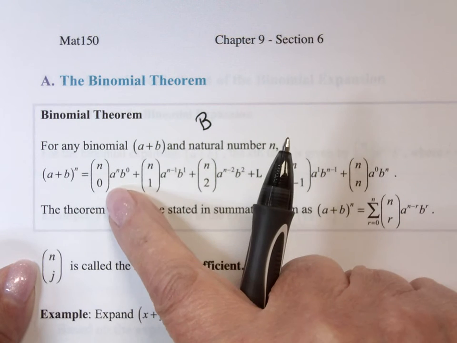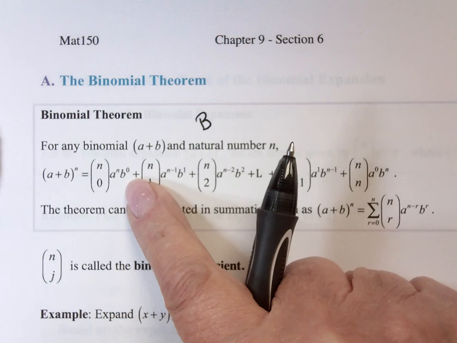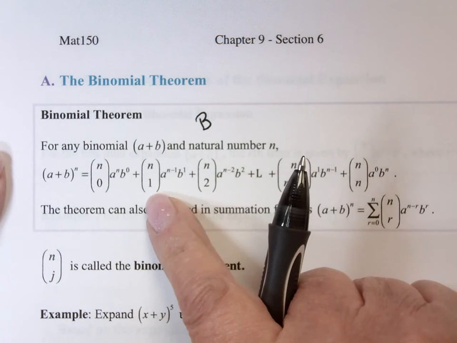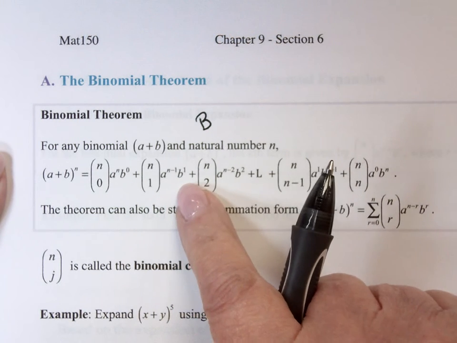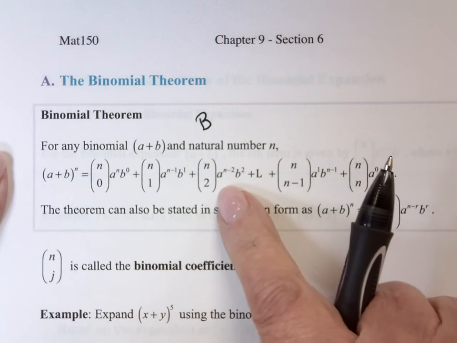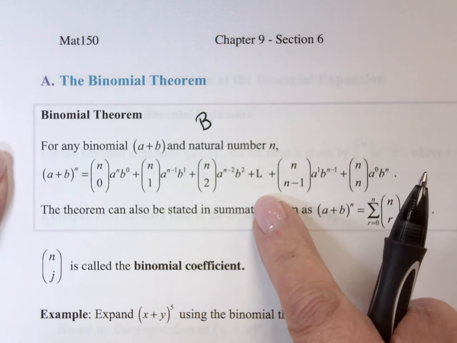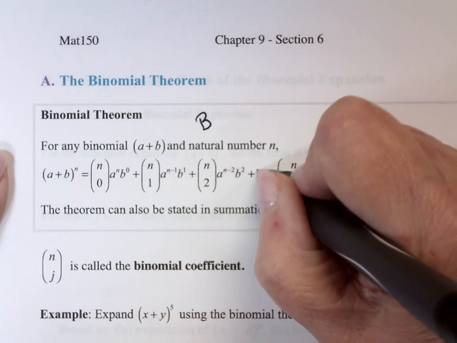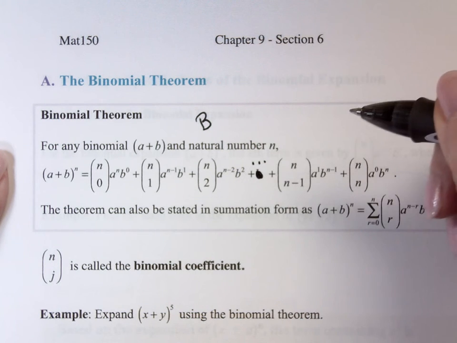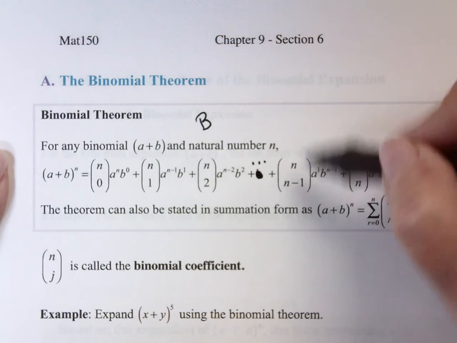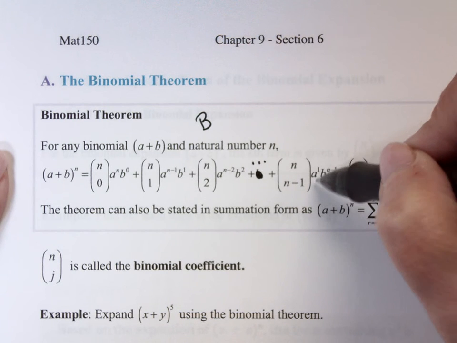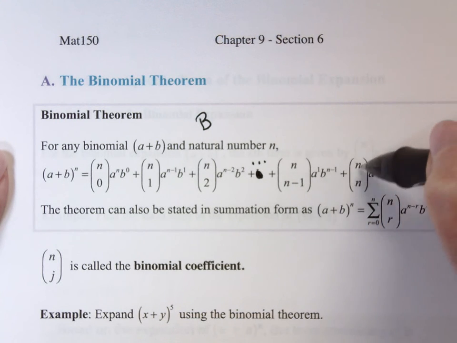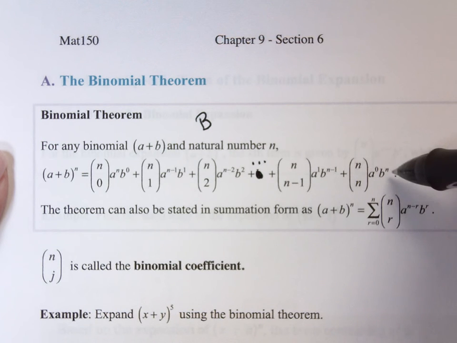So it's n choose 0, a to the n, b to the 0, plus n choose 1, a to the n minus 1, b to the 1, n choose 2, a to the n minus 2, b to the 2. I think that's supposed to be a dot, dot, dot that turned into an L. Don't know why. N choose n minus 1, a to the 1, b to the n minus 1, n choose n, a to the 0, b to the n.